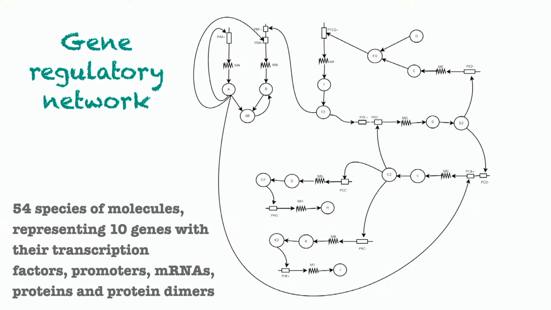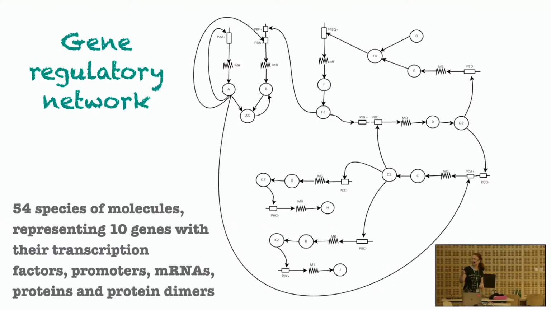Here is the example of a real network. These funny zigzags are mRNA, and there are all over more than 50 species of different molecules, but only 10 genes, okay? The genes A, B, C, D, there are only 10 genes, but also there are promoters, transcription factors, mRNAs, and so on. And all together, the network has about 100 interactions.